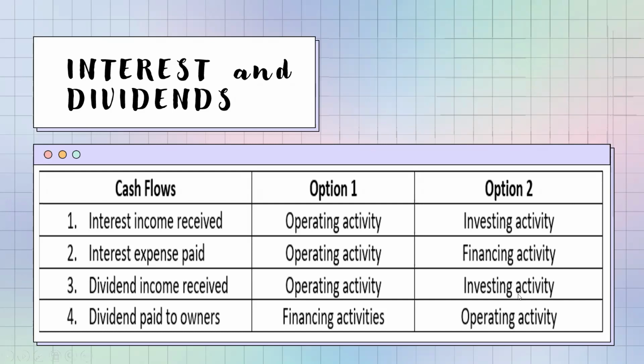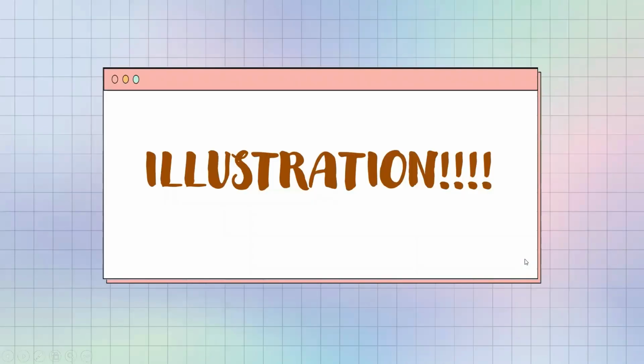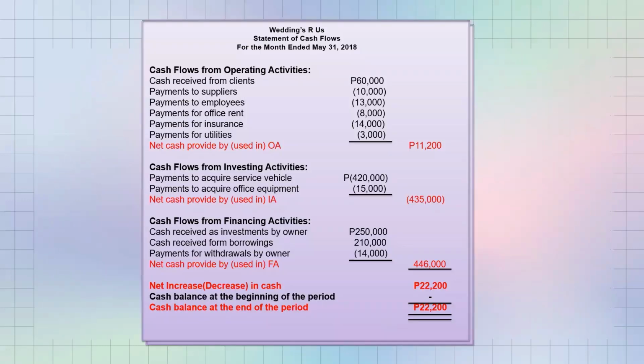So, next slide, please. Here is an illustration of how we prepare a statement of cash flows. In preparing a statement of cash flows, the first thing to remember is not to forget the heading. These 3 lines at the very top, in the middle, are the heading. That is the first thing that should never be missing from the statement of cash flows. So, here, the statement of cash flows for the month ended May 31, 2018.